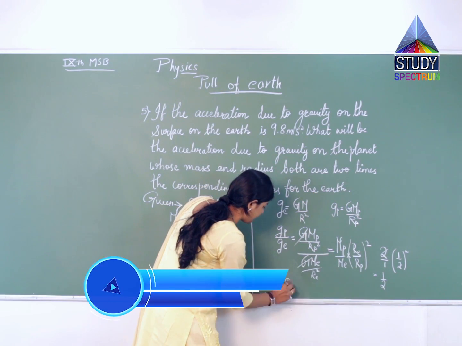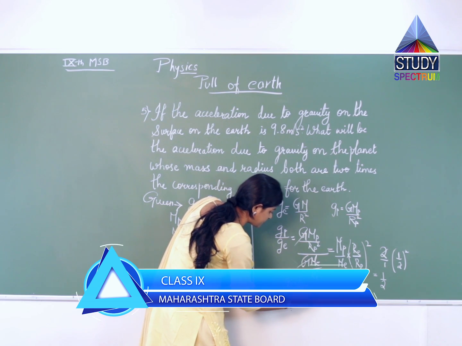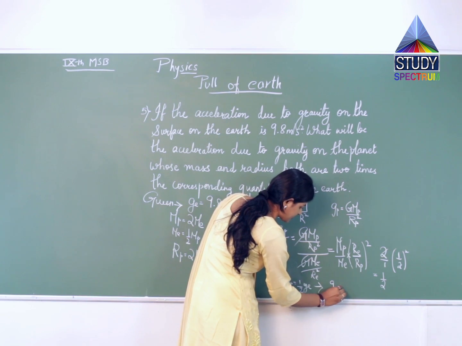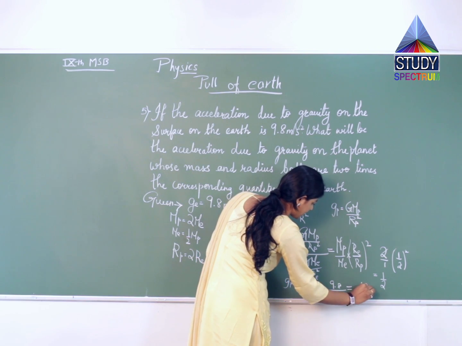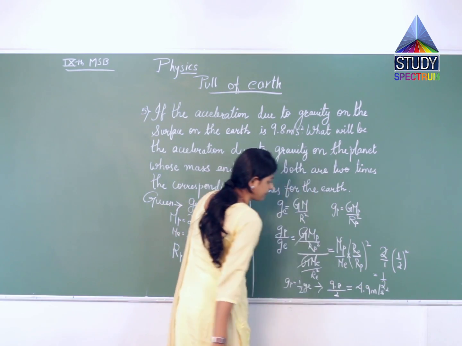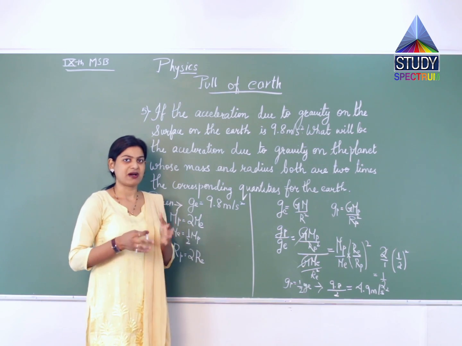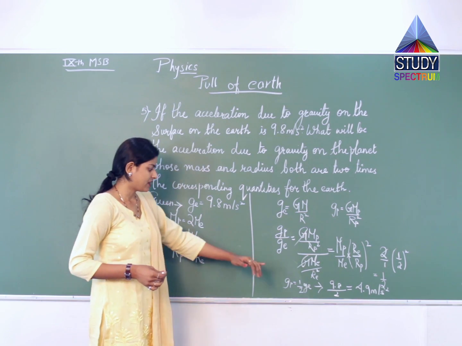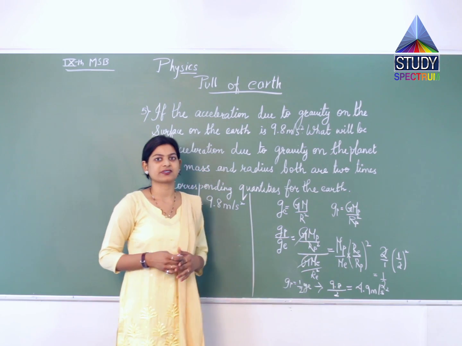Now Gp is 1 upon 2 times Ge. We can write it as 9.8 divided by 2 and the answer will be 4.9 meter per second square. So if the mass and radius of any planet is 2 times the mass and radius of the earth, the gravitational force on the surface of that planet will be half the gravitational force of the earth, and it will be 4.9 meter per second square.